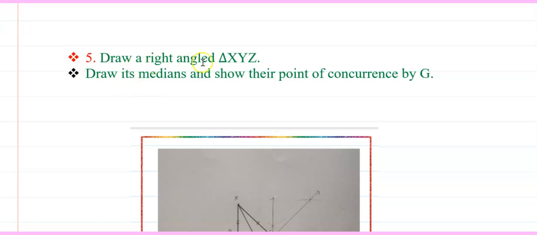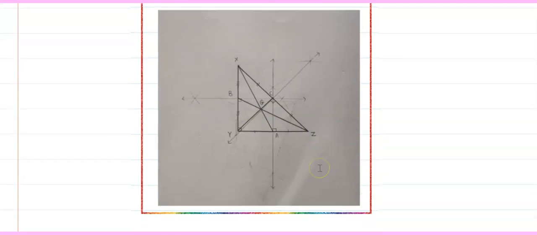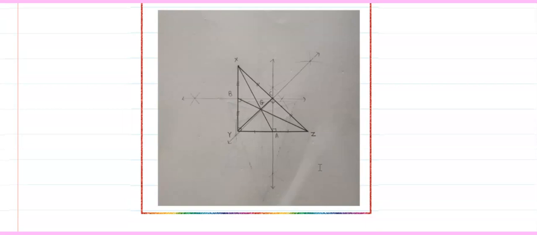Next, draw right angle triangle XYZ. Draw its medians and show their point of concurrence by capital G. Now this is a right angle triangle XYZ. Draw the perpendicular on each side. Join the midpoint and the opposite vertex. Then you will get the point G, which is in the interior of the triangle. Now how to draw the medians for the right angle triangle, we will see in this video.